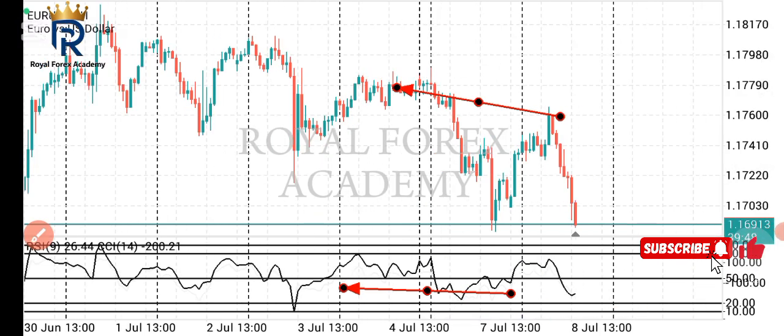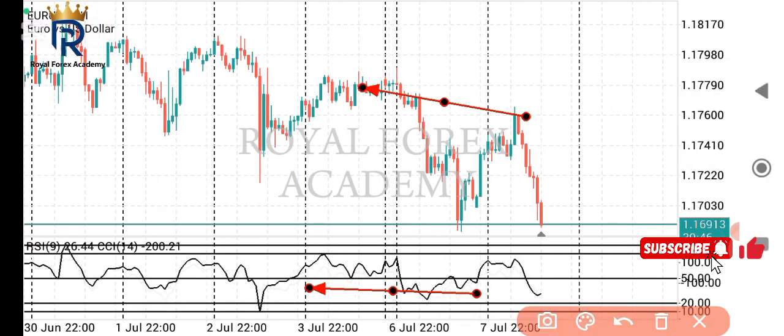For instance, in an uptrend, if price is making higher high, higher low, higher high, higher low, it is also expected that this indicator will be making higher high, higher low, higher high, higher low. This means that there is an agreement between the price action on the main chart and the indicator window.